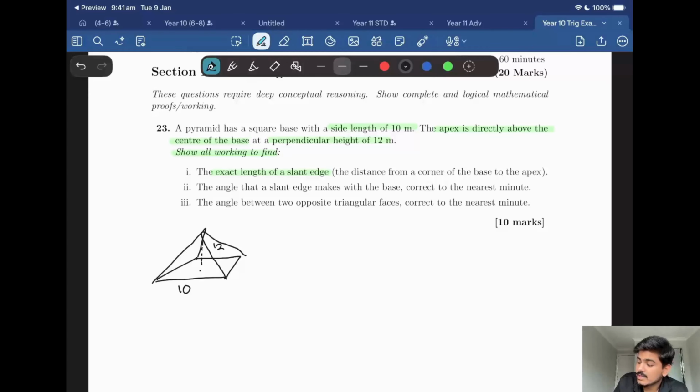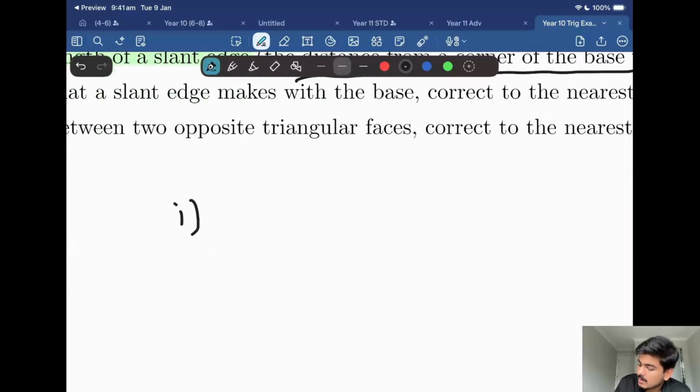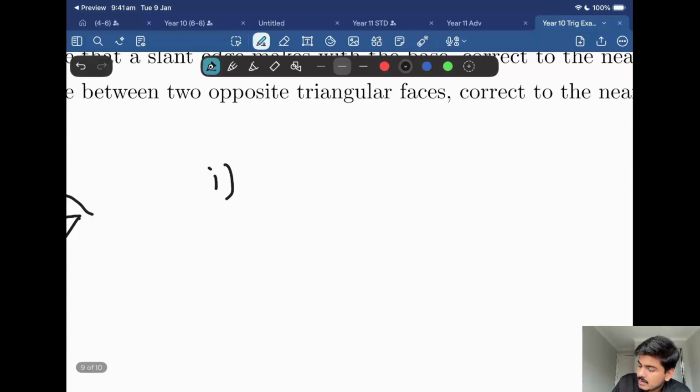Sorry, we want to find the exact length of the slant edge, which is the distance from the corner to the apex. Okay, so let's draw the net of this pyramid. The net of this pyramid, you have your square at the bottom. This is your apex.